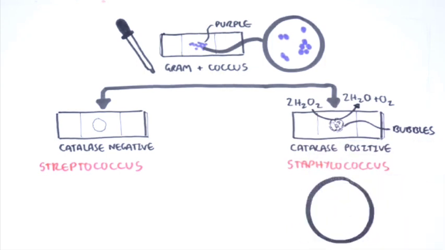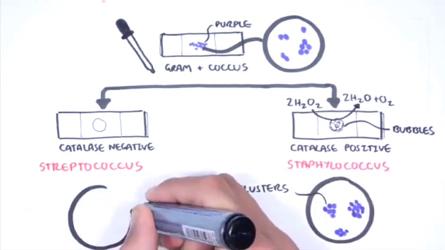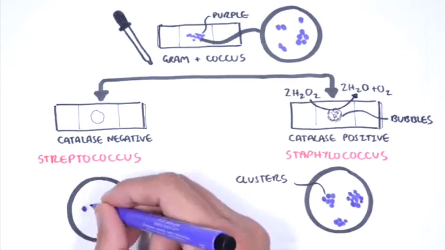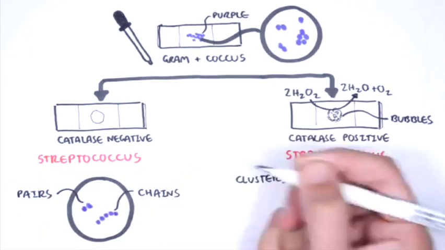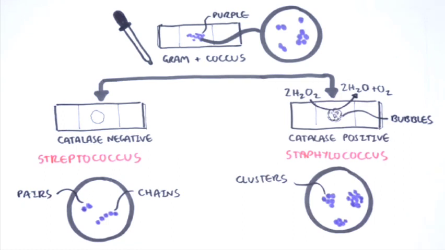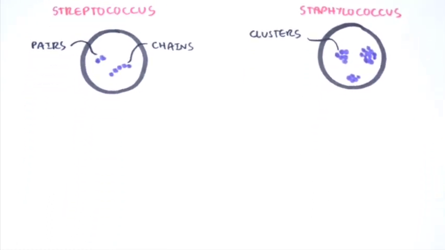The second criterion to differentiate Staphylococcus from Streptococcus is based on microscopic appearance. Staphylococcus species are usually in clusters, whereas Streptococcus species are arranged in pairs or chains. Streptococcal infections remain a serious health problem worldwide.